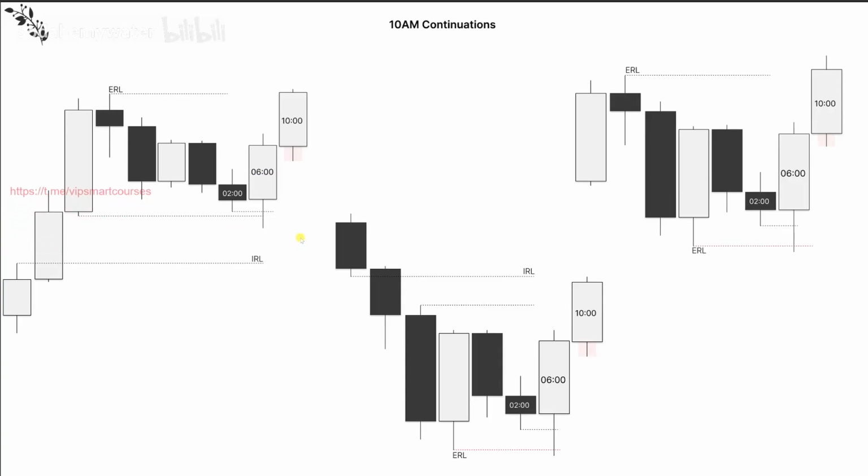This slide is a bit different. In this slide, we'll be talking about 10 a.m. continuations. This is when 6 a.m. reverses but fails to reach the drawn liquidity. So then you could expect 10 a.m. to open up and to continue towards the draw.